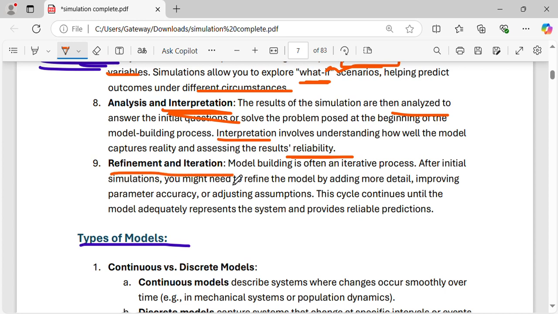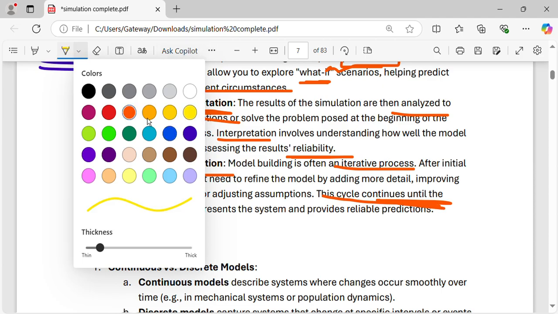Then we have refinement and iteration. It is often an iterative process. After the initial simulation, you might need to refine the model, improve the parameter accuracy, or adjust the assumptions. This cycle continues until the model accurately represents the system it was intended for, right?